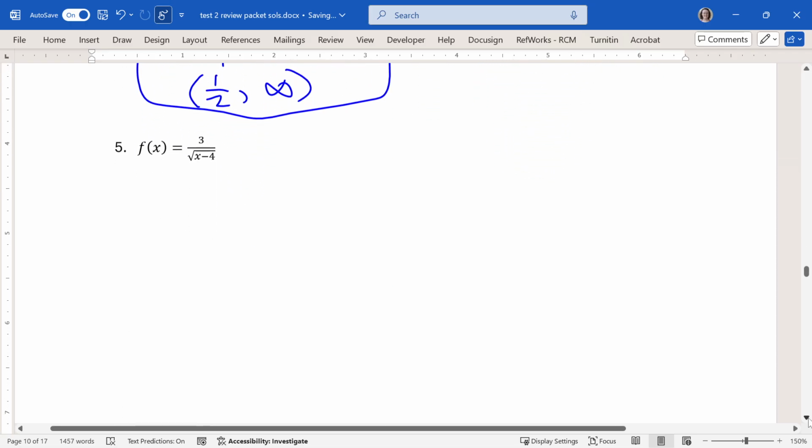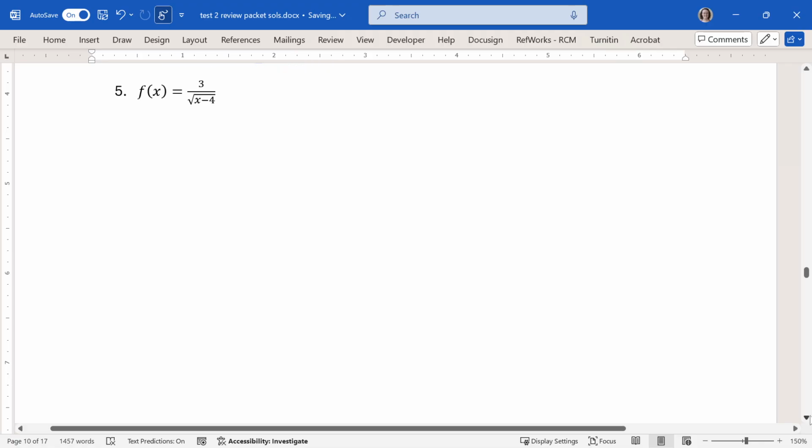All right, number 5. Ooh, a tricky one. So we have a denominator and we have a square root. So I know that I want to figure out for part A, where is the contents of the square root less than 0, because that will be undefined. But I also need to figure out where the denominator is equal to 0, because that will be undefined as well. So I also need to check for this. Where do they equal 0?